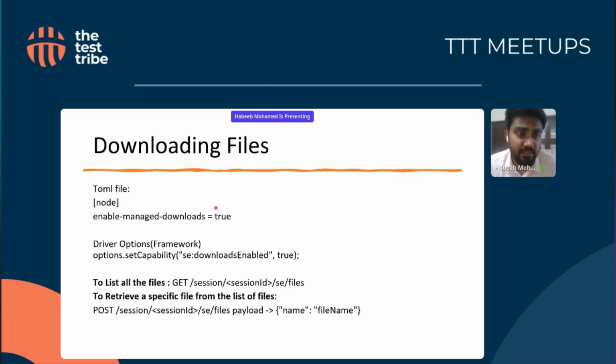came in with this capability, where we just have to pass enable managed downloads equal to true in the node section, and pass this capability in the driver options. That's it. Selenium Grid gives two sets of APIs. One is a GET API to list all the files downloaded for a particular session, and the second one is to retrieve the files from the particular session. We just have to pass the session ID and the file name to it. That way you can get the files downloaded from the particular session to your hub machine, and we can do anything we want.